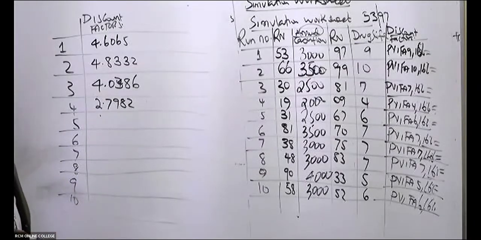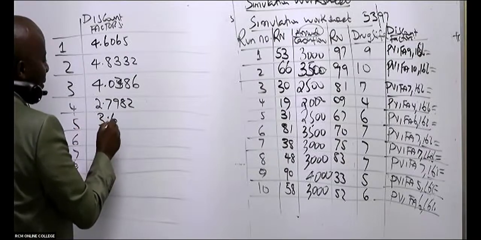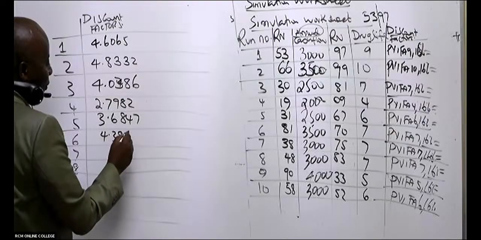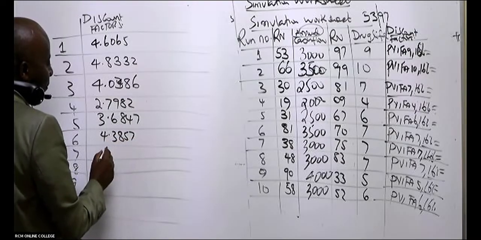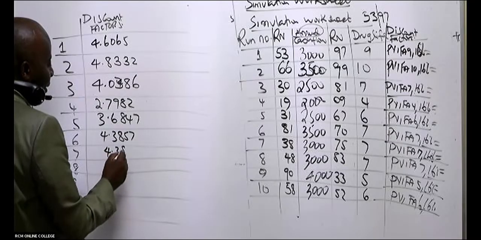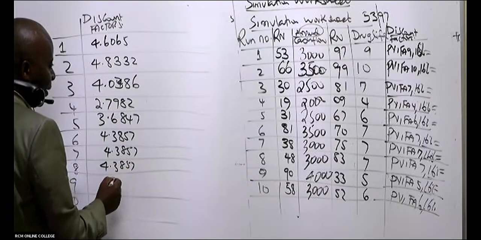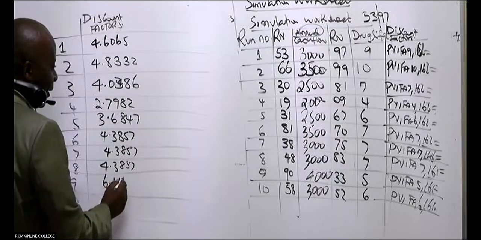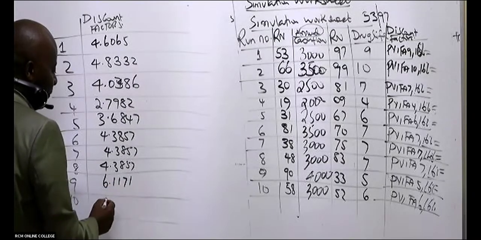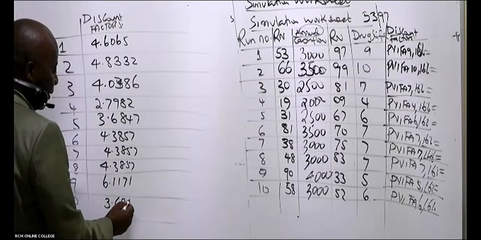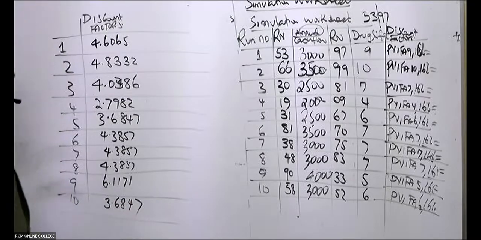Continue. 3.6847. 4.3857. The same, 4.3857. 6.1. 1.71. The last one, 3.6847.